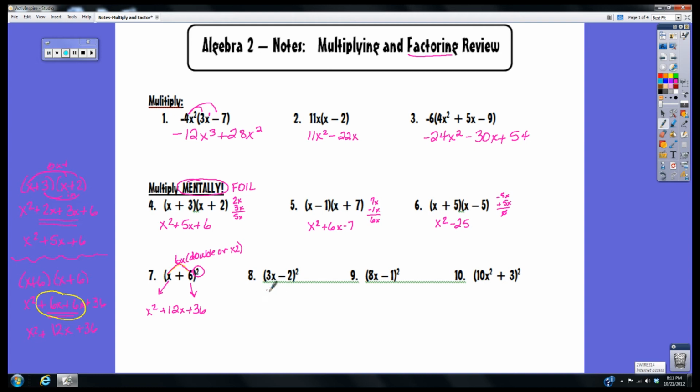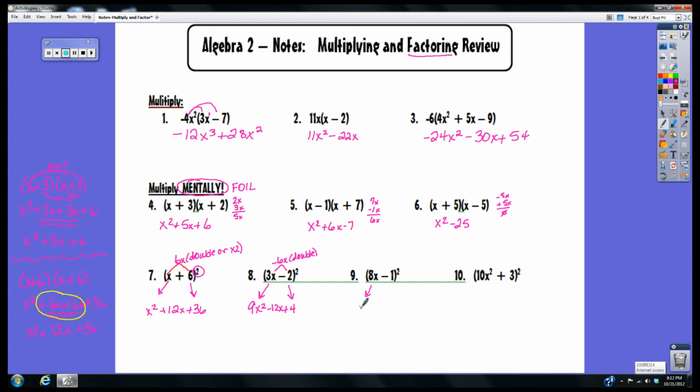So let's try another one. Square the first one, that's 9x squared. Let's square the last one. Negative 2 squared, or times itself, is positive 4. Well, where does the middle come from? Multiply those together. That's negative 6x doubled. So let's double it. Negative 6x doubled is negative 12x. Okay, moving right along.